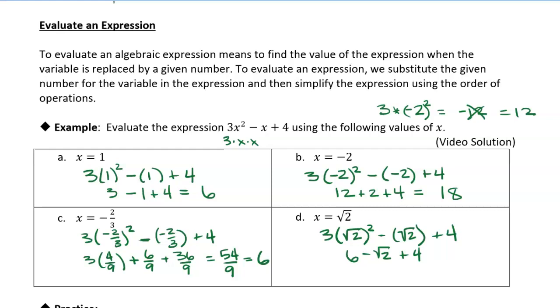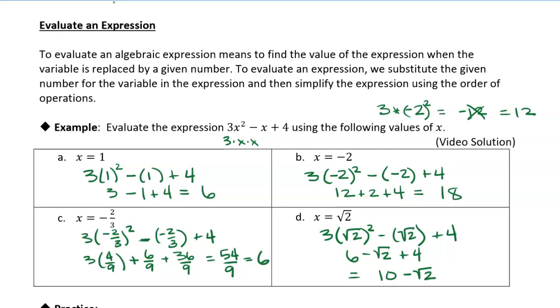Now I can combine like terms. I have these two constant terms. The square root of 2, I can't really do anything with. I could turn it into a decimal if I want to, but then I would get an approximation and not the exact answer. So if you want the exact answer, I'm going to take the 6 plus the 4 and combine that into 10, and then I have minus the square root of 2. That's what I would consider to be the exact answer.